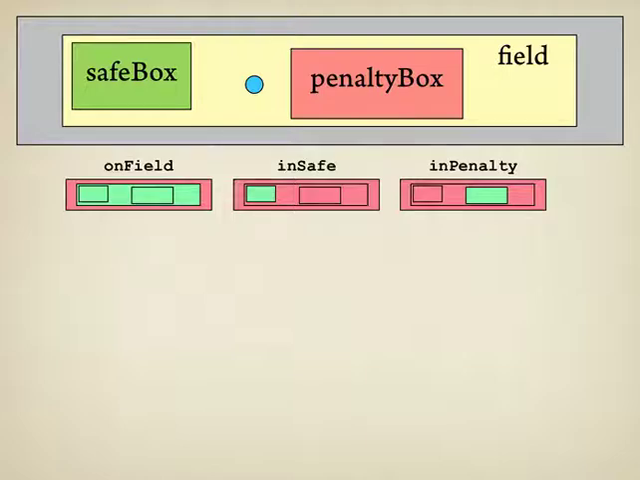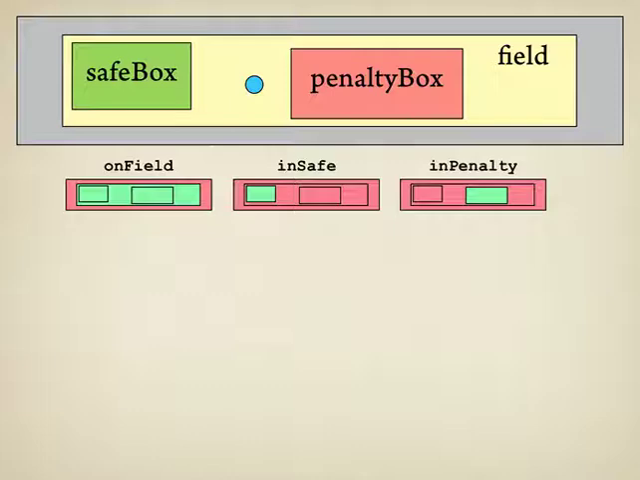So now the trick is to combine these 3 things to get something that's true when we're on the field, but false if we're in either box or off the field. So there are lots of ways of going about this. Let's try one of them. I'm going to say that I want my result to be true if I'm inside of field, but I'm not inside of safe and I'm not inside of penalty.